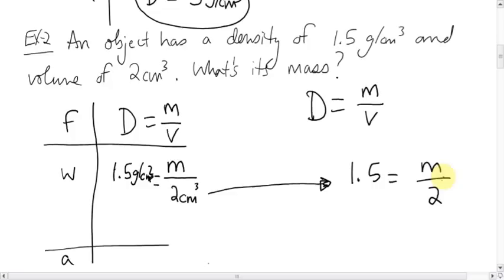How do we do that? Well, just like the rules before. What's bugging the m? It's being divided by 2. How do we get rid of this dividing 2? We multiply this side by 2. We do the same to the other side.